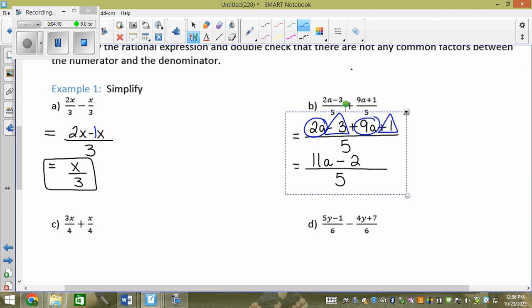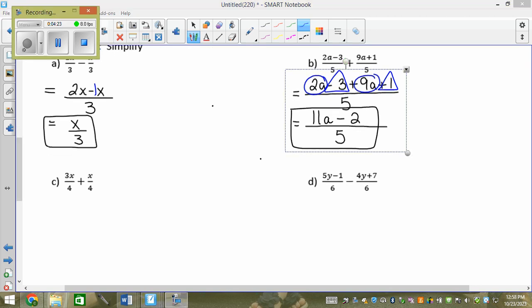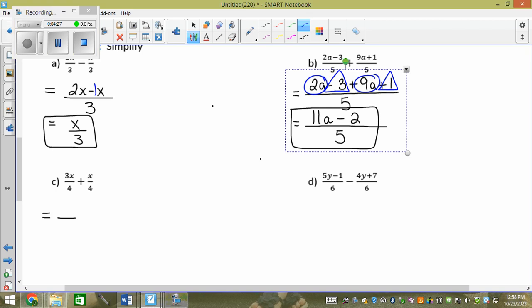Are there any MPVs? Can I take anything out of the top, a GCF, or make it simpler? No. No. So I just box it. You guys try C and D. So this is 3x over 4 plus x over 4. So I'm going to get a denominator of 4.